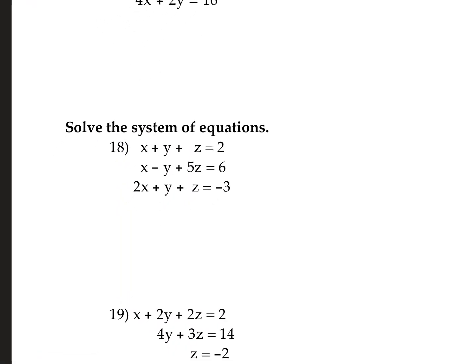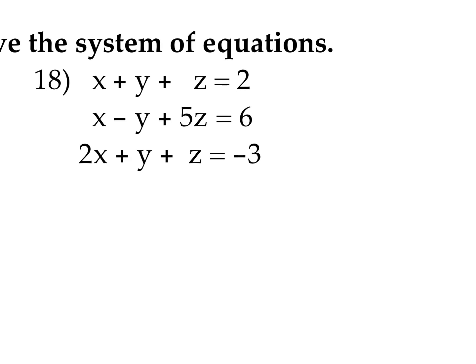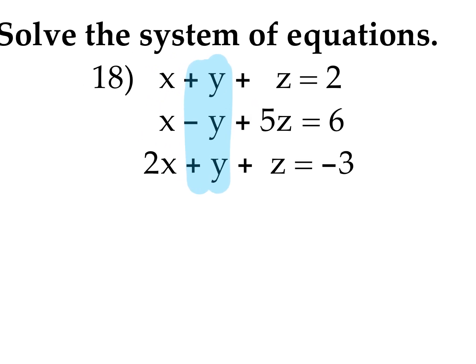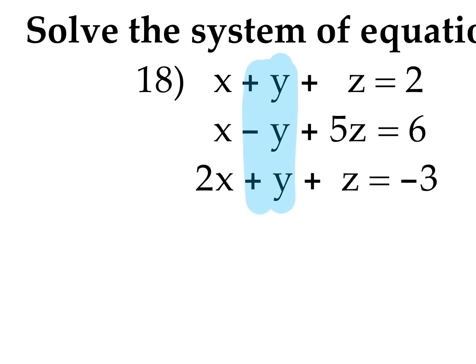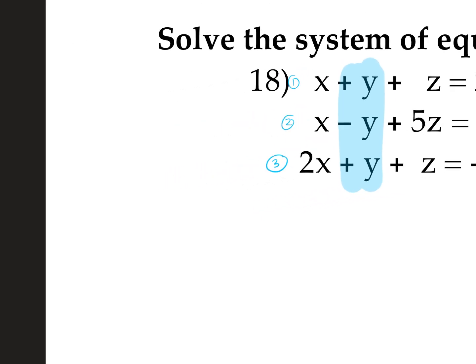So let's go up to 18. Which variable do I want to eliminate here? Y is a good choice because all of them have a coefficient of 1, and I have a negative y, so I see that it'll be easy to cancel out the y's. Just pick a variable and stick with that one. You have to eliminate that twice. So I'm going to label my equations 1, 2, and 3. Which two equations do you want to work with to eliminate the y's? 1 and 2. Good choice.